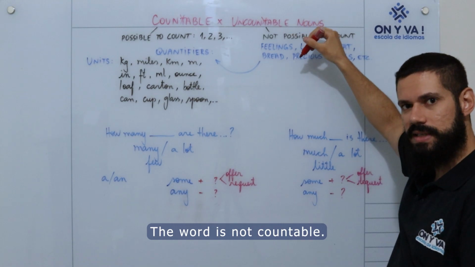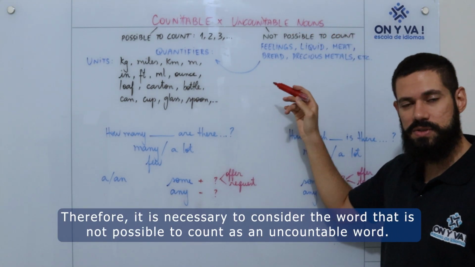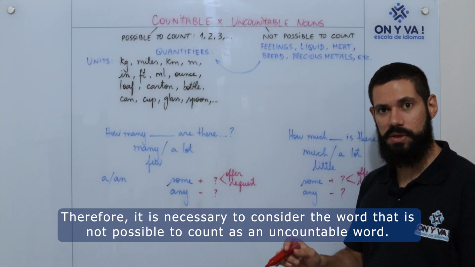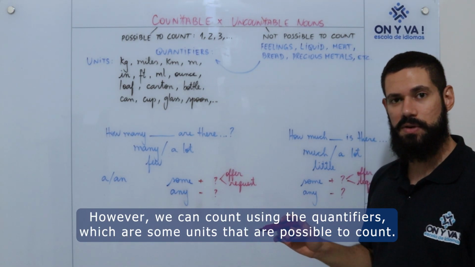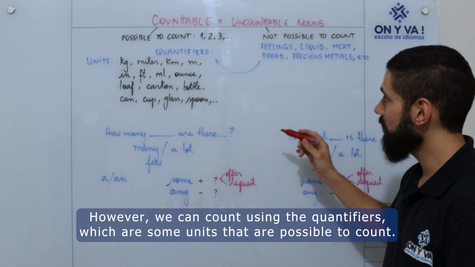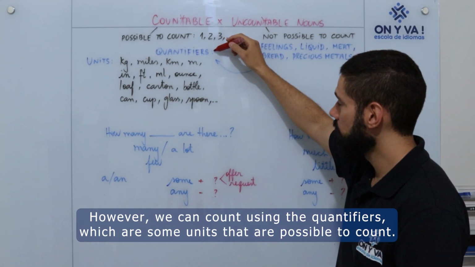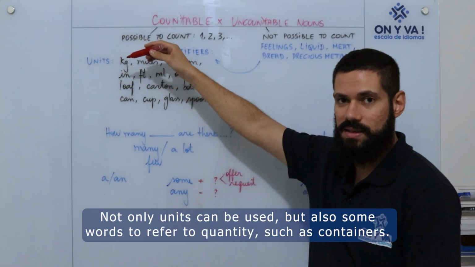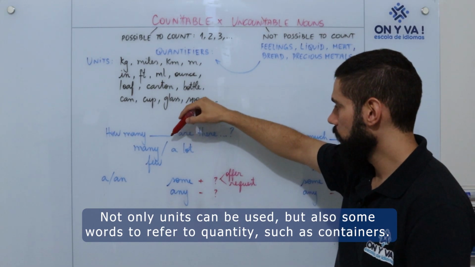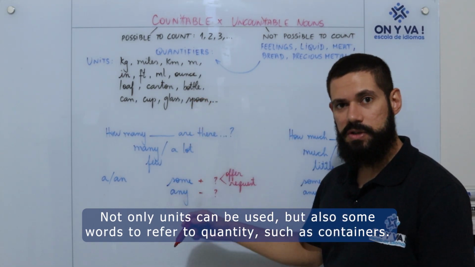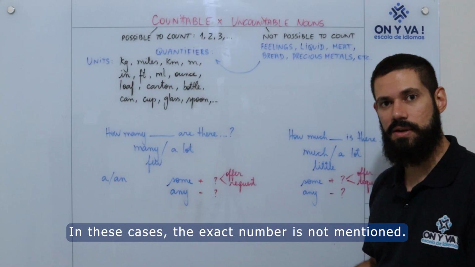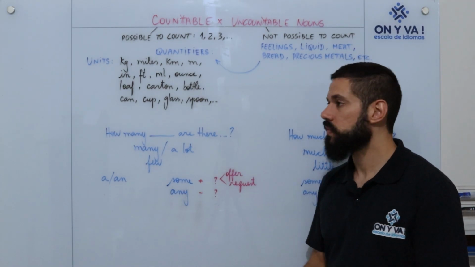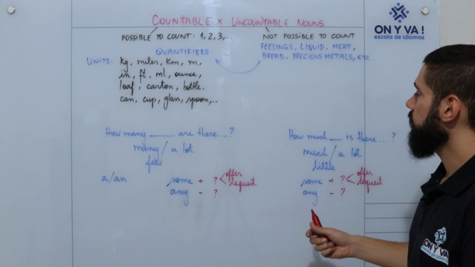So the word is not countable, and we consider it a word that is not possible to count. We treat the word as an uncountable word. However, we can count using quantifiers. Some units can be used, but also some words to refer to some quantity, not necessarily that I know the exact number of the quantity. Okay. Let's give examples here.